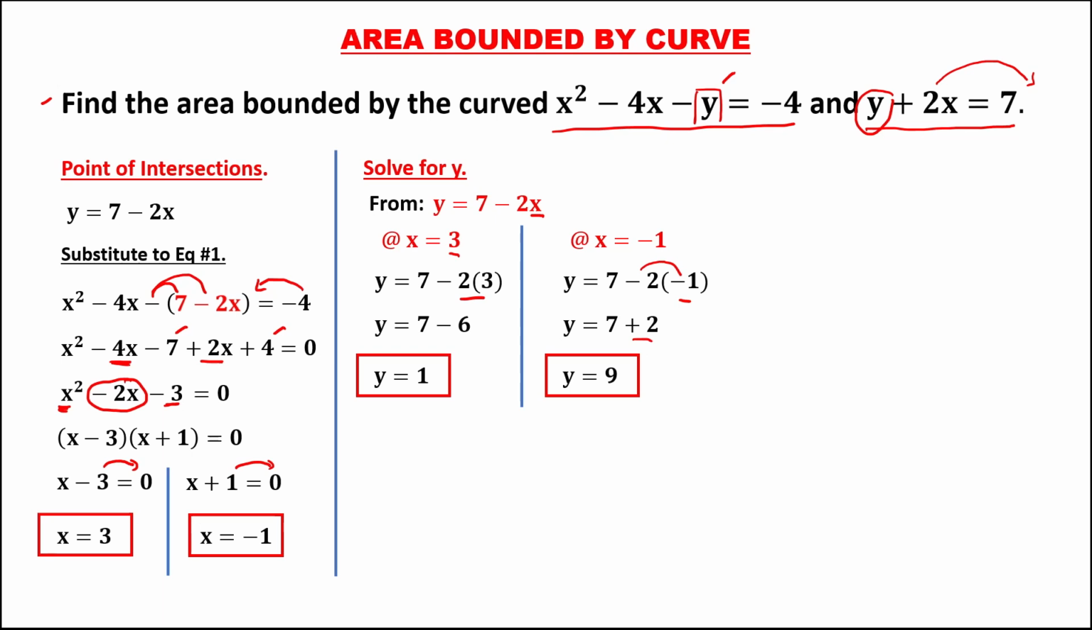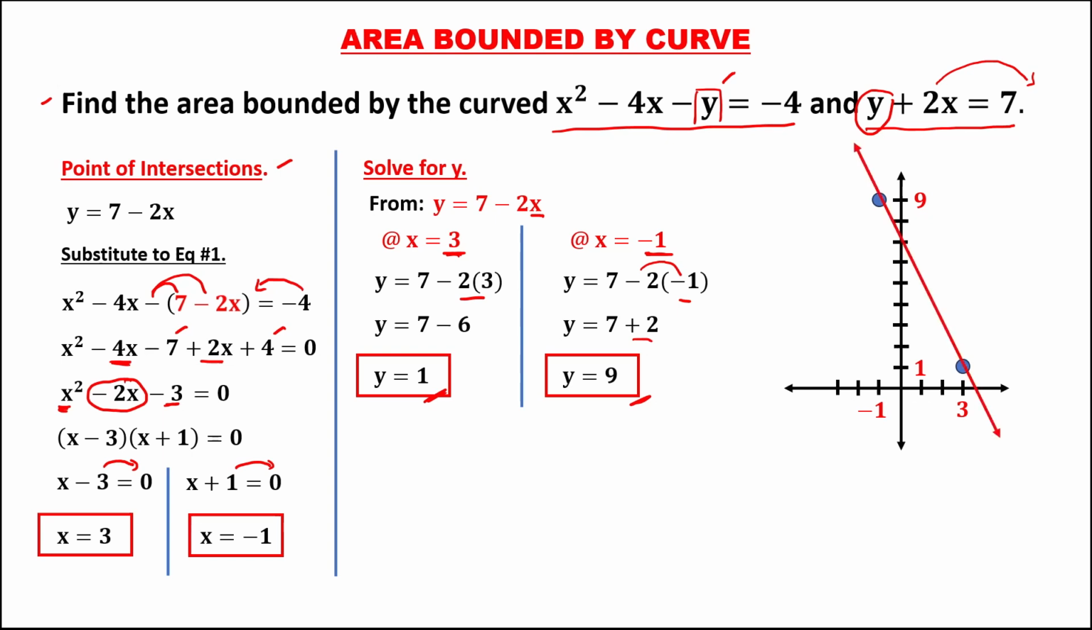Then this time, we can plot now the points of intersection. So if x is positive 3, y is positive 1, and this is now the first point. Then if x is negative 1, y is positive 9. So this is now the second point of intersection. And this is now the graph for the line, and this is the equation for the line.